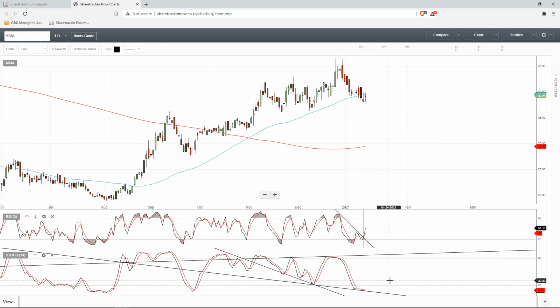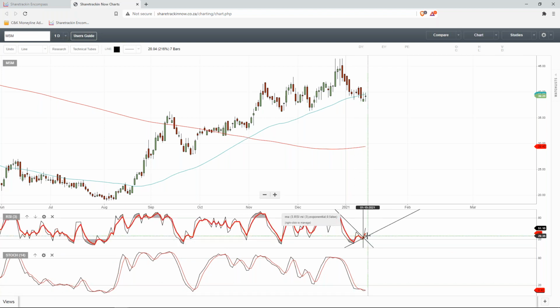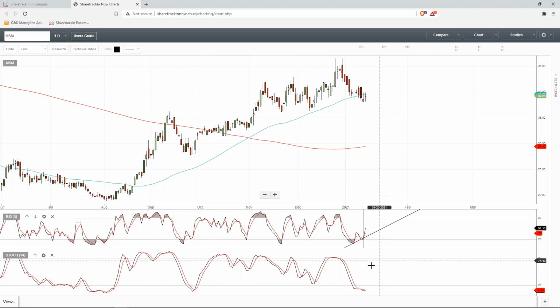So this is one of those where I would say don't be too hasty. Wait for the conversions on the stochastic. Yes, it's already low, which is a good thing, and we've already got the conversions on the RSI. But what you want is that second indication, which would give you that yes or no. I would say MSM would give us that second indication once it breaks through on my 50-day indication over here. Then I would say yes, it will give you a new bullish trend.